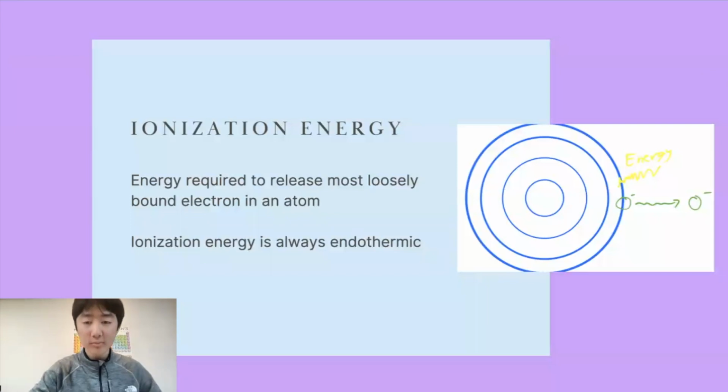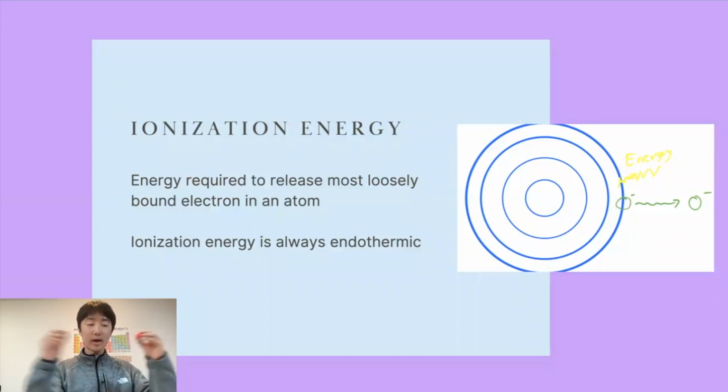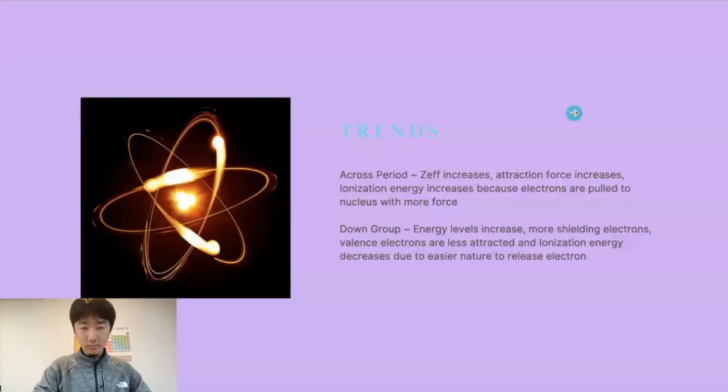Ionization energy, as you can probably depict from this diagram right here, is the energy required to release the most loosely bonded electron in an atom. Ionization energy is always endothermic because the system always has to gain energy, which is a positive enthalpy. It has to gain energy in order for the electron to be released, right?